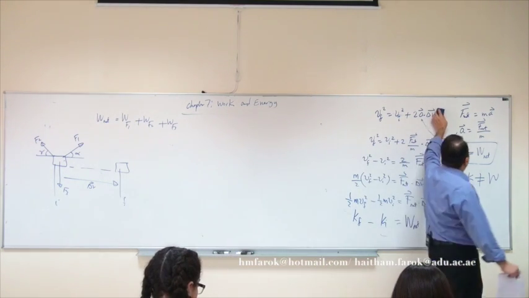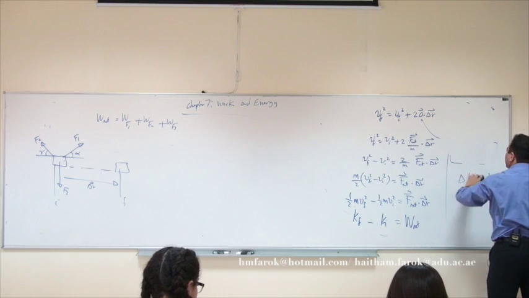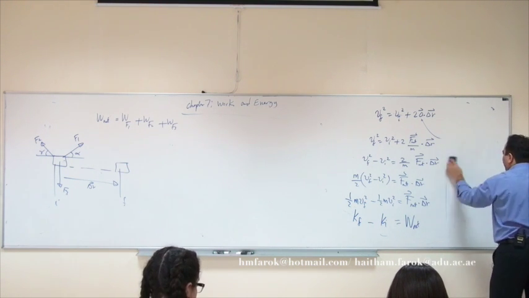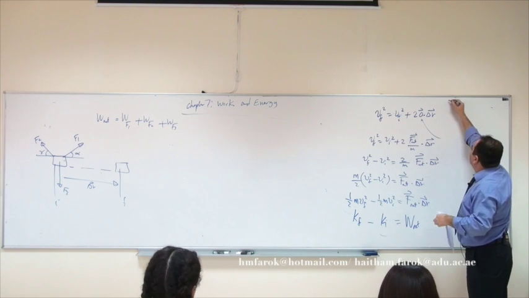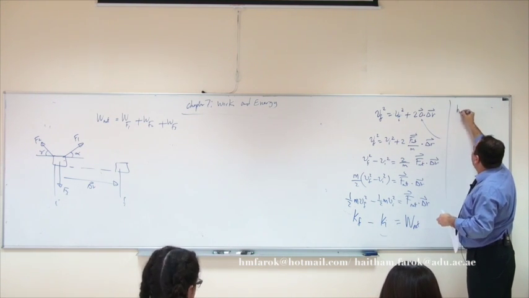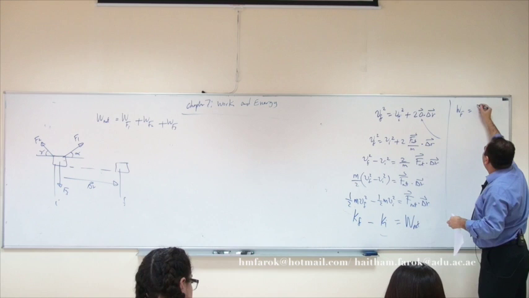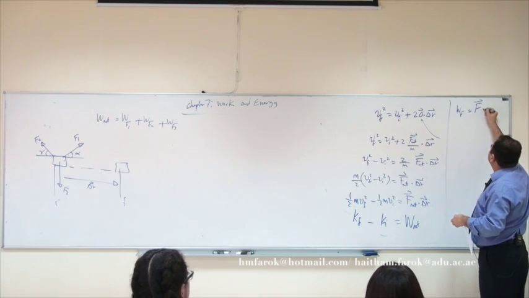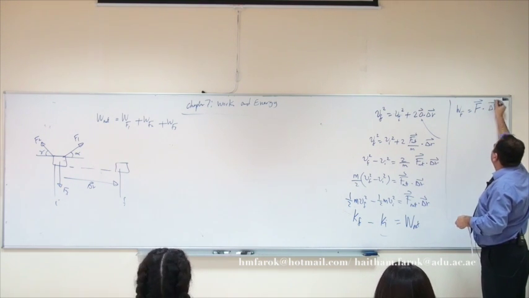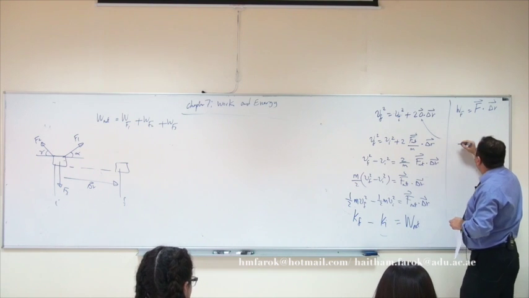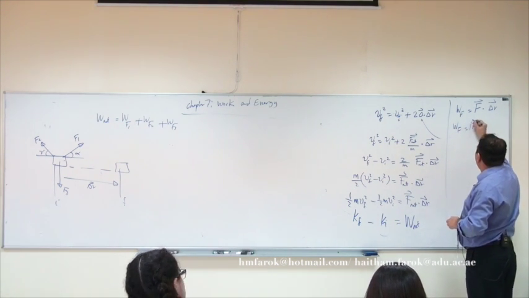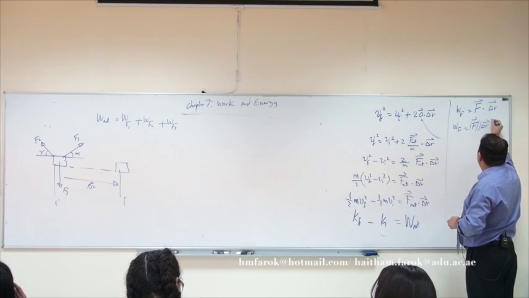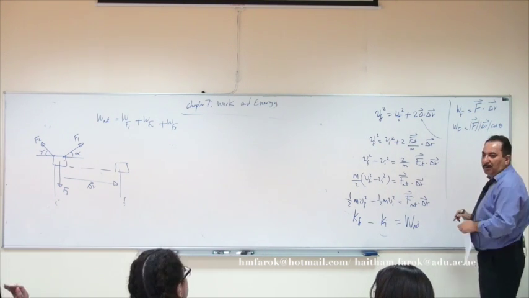Let me list what we did so far as equations, so you know the summary of what we did. We said the work of a force can be found by force dot displacement vectors, or work of a force can be found by the force magnitude, displacement magnitude, cosine of the angle between them.